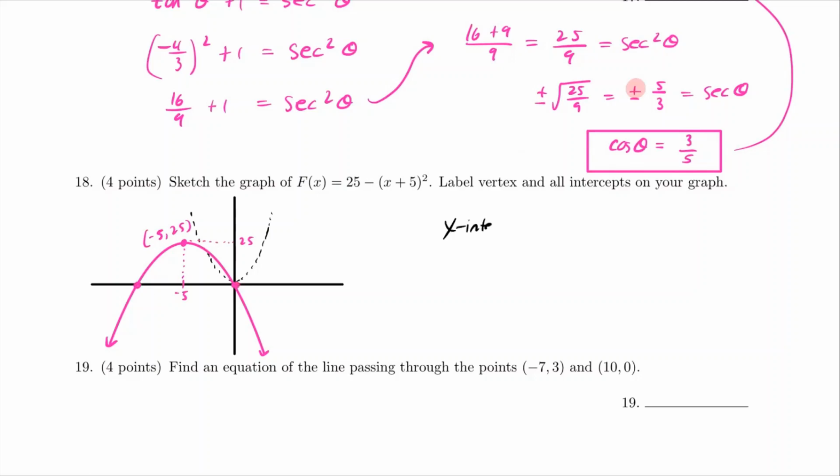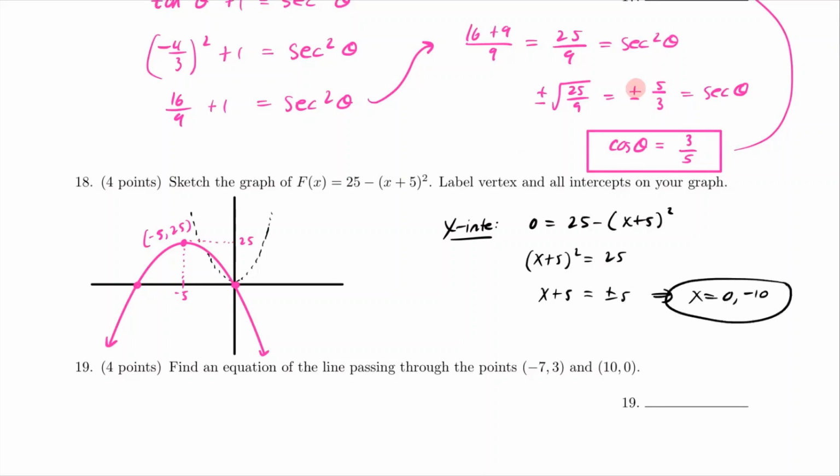So for the x-intercept, we're going to set f of x to 0. So you have 0 equals 25 minus (x plus 5) squared. This will give you (x plus 5) squared is equal to 25. So you get x plus 5 is equal to plus and minus 5, which gives you x equals 0 and -10. So those are the x-intercepts. This is 0 right here, and this is -10. There you have it. So that's our sketch for this parabola.